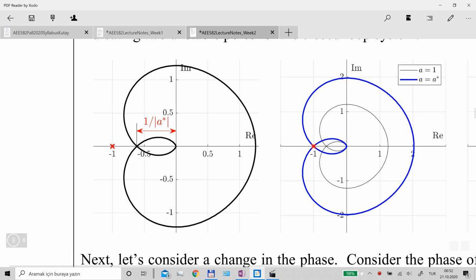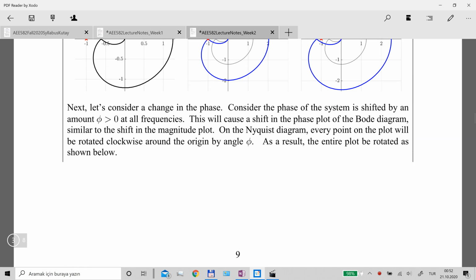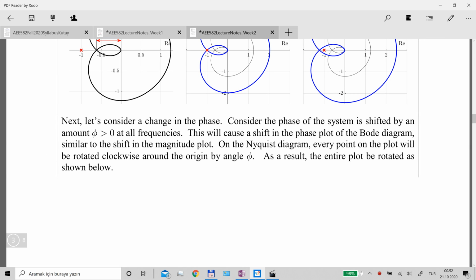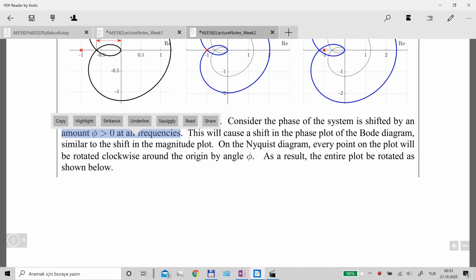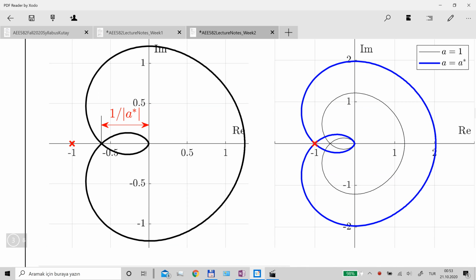Okay, so next let's talk about how we can find when an uncertainty changes the phase of the system rather than the magnitude. Consider the phase of the system is shifted by an amount phi at all frequencies. So in other words, take the original system plot and shift every point on that plot by an amount phi. So let me just show that here. So let's just use it on the original plot. Okay, so take this point.